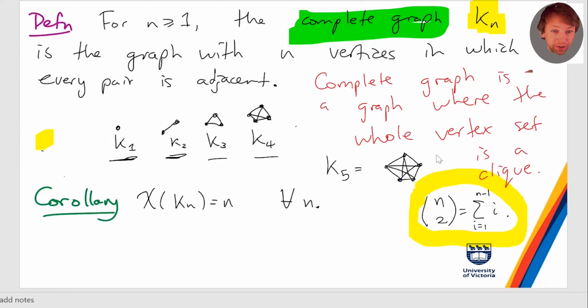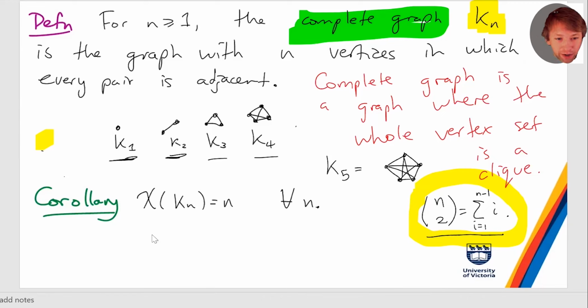Every set of size 2 is an edge, and every edge gives you a set of size 2. So it's just n choose 2. But you could have also got this by computing this sum. So if anyone ever asks you how many edges the complete graph has, it's n choose 2.